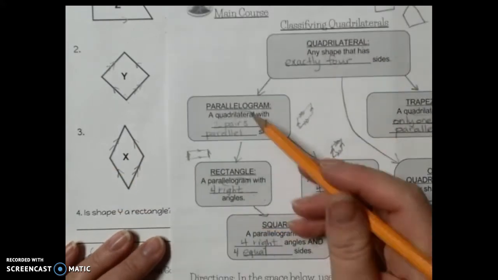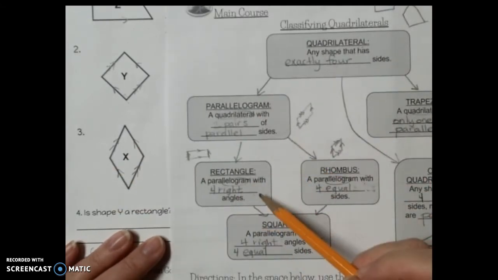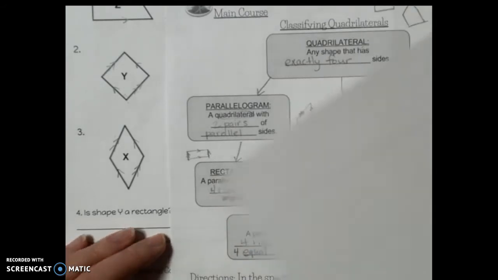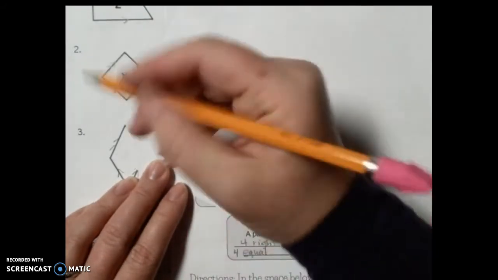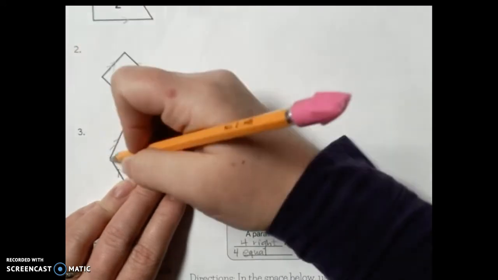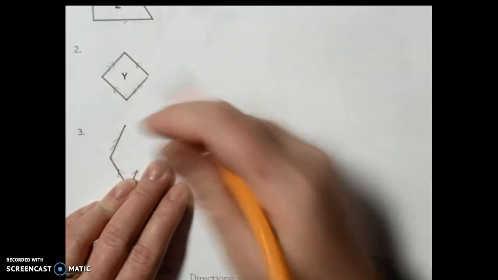Okay, I could call it a parallelogram, but I'm not going to stop. I'm going to go on and check my chart. Okay, could it also be a rectangle? A parallelogram with 4 right angles. Well, I'm going to check those corners again. So you can see on this corner right here, if I line the edge of the paper up with the line up here, my paper actually goes down this way. It doesn't match this line. So that's not a right angle.